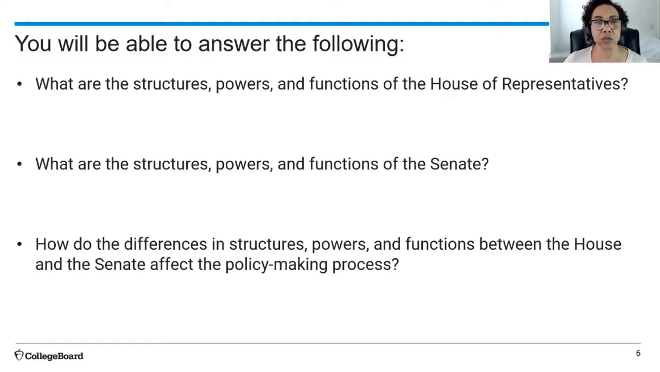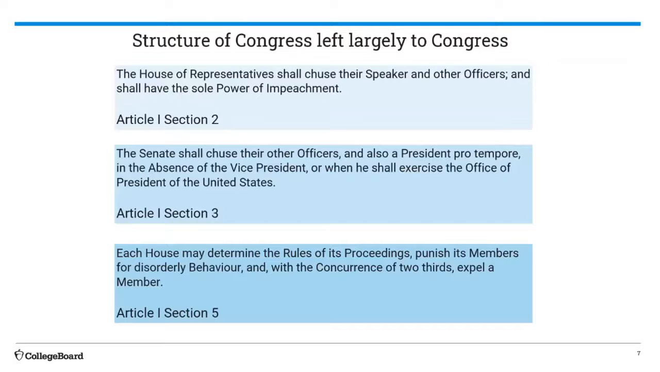When we look at the structure of Congress, it was mostly left to Congress and the Constitution to determine what that was going to look like. A few things were specified. There's going to be a speaker. The members of the House are going to choose that person and the other officers, and we've got that power of impeachment. The Senate is also going to choose their officers.